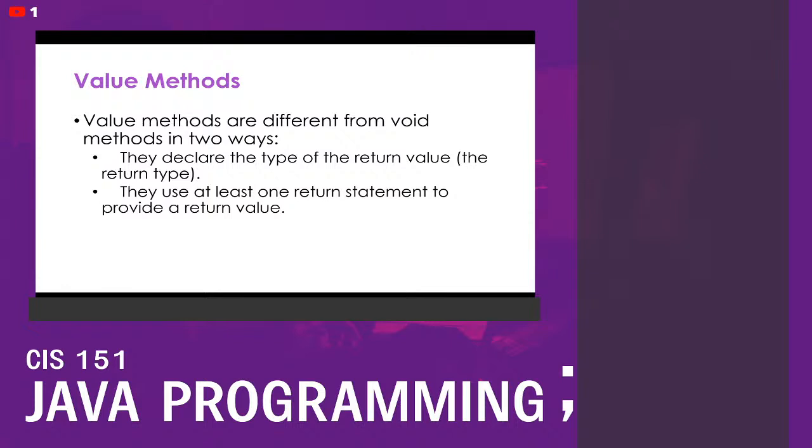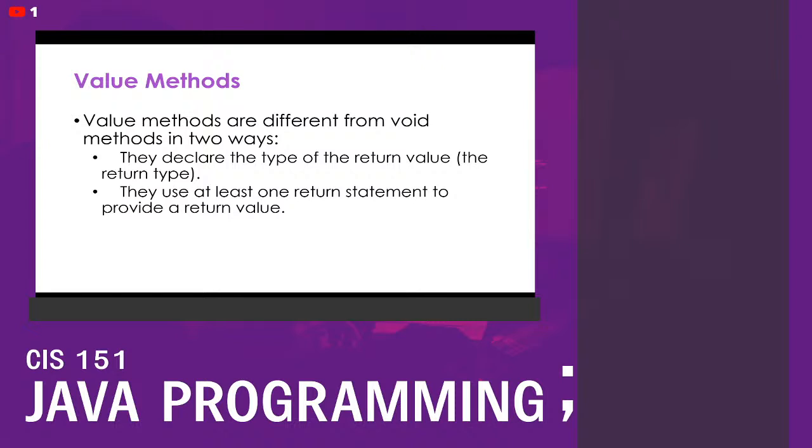Our value methods are primarily different from our void methods in two specific ways. One, they declare the type of the return value. We call this the return type. So like when we declare a variable, we have an integer variable, we have a string variable, we have a double variable, so on and so forth. Whatever value we're returning out of our value method is typed to that data type. So if we're returning a string, it is a string value method. If we're returning an integer, it's an integer value method. If we're returning a double, it's a double value method, so on and so forth.